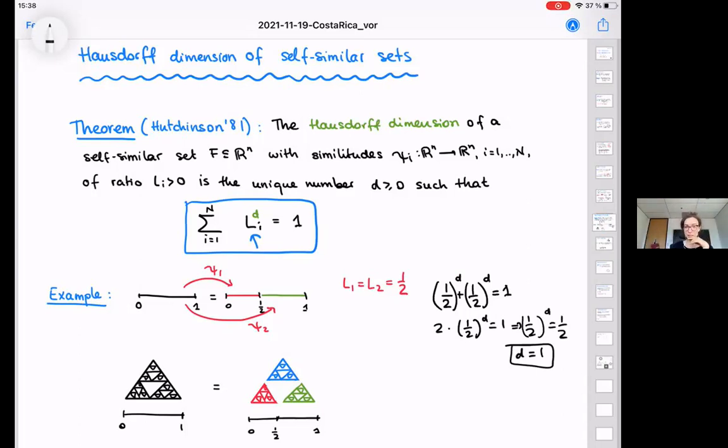So let us do the same thing with the Sierpinski gasket. Just remember what I said. What were the ratios? We said L1 equals L2 equals L3. This was also 1/2. But now we have 3, which means that instead of having 2 times 1/2, we have 3 times 1/2 to the d. This should equal 1. So now the thing is a little more interesting.